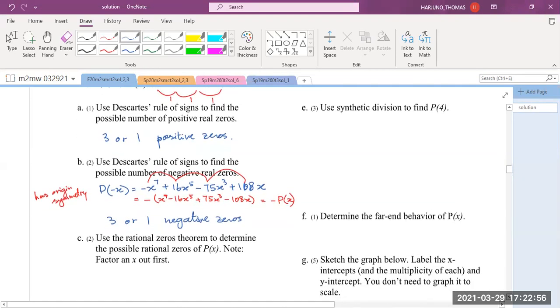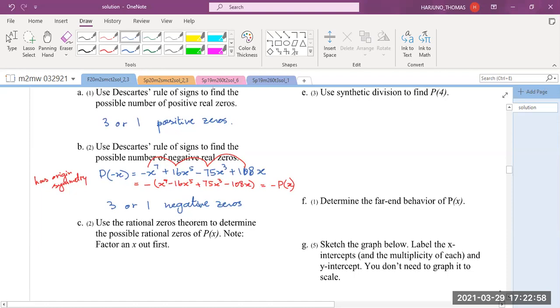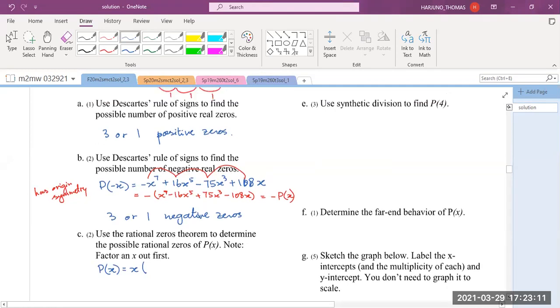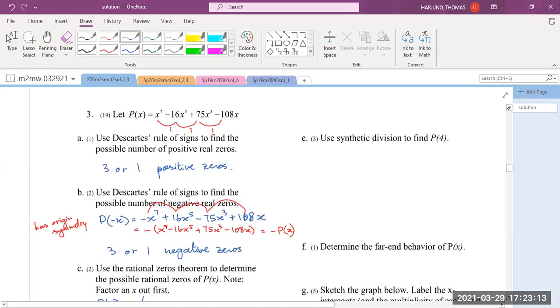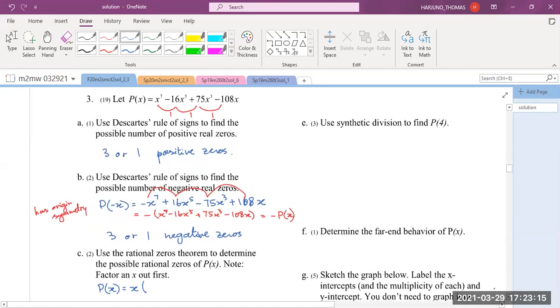And now use rational zero theorem to determine the possible rational zeros of P(x). Note that you need to factor an x out first. You see that P(x) has common factor x, right? So I will factor x out. So I get x times (x to the 6 minus 16x to the 4th plus 75x squared minus 108).